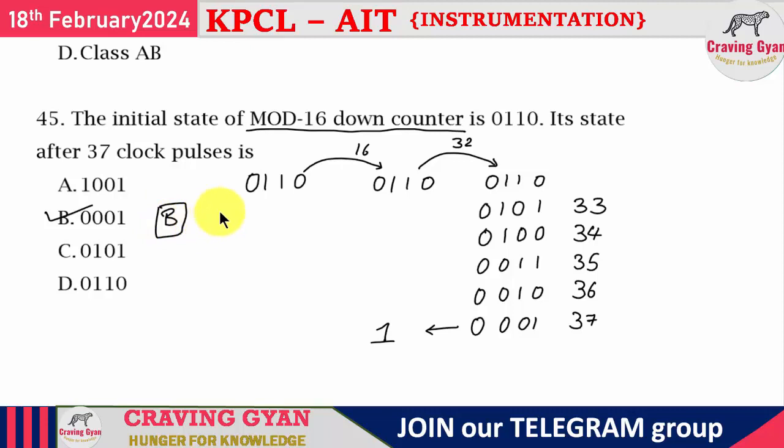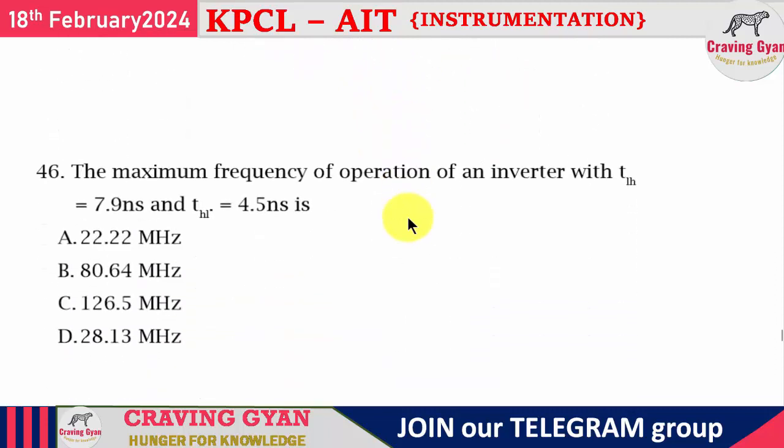They can ask a question like, after 1 lakh cycles what is the output, after 2 lakh, after 10 lakh. Simply to confuse, they can create these kinds of numbers. But if you know the mod, that is more than enough to solve these kinds of questions. Option B is going to follow.